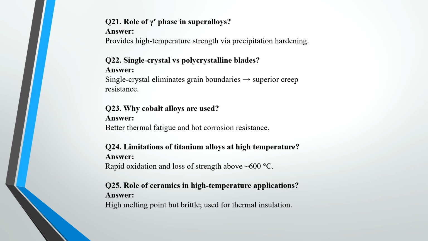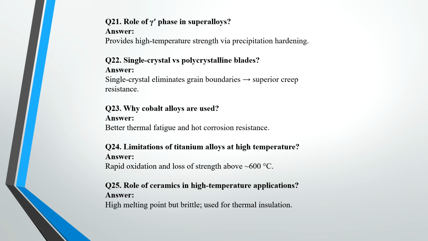What is the role of gamma prime in superalloys? It provides high temperature strength via precipitation hardening. The next question is single crystal versus polycrystalline. A single crystal eliminates grain boundaries because it is completely one crystal, so it is far superior for creep resistance. That's why we use single crystals more than polycrystals in blades.